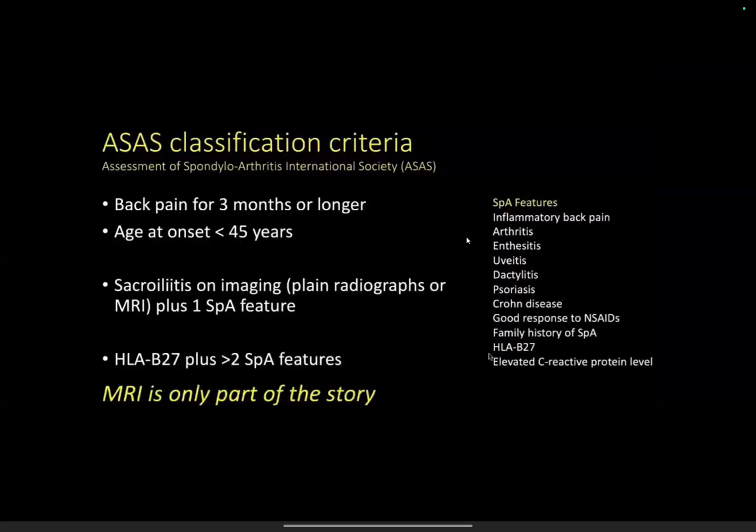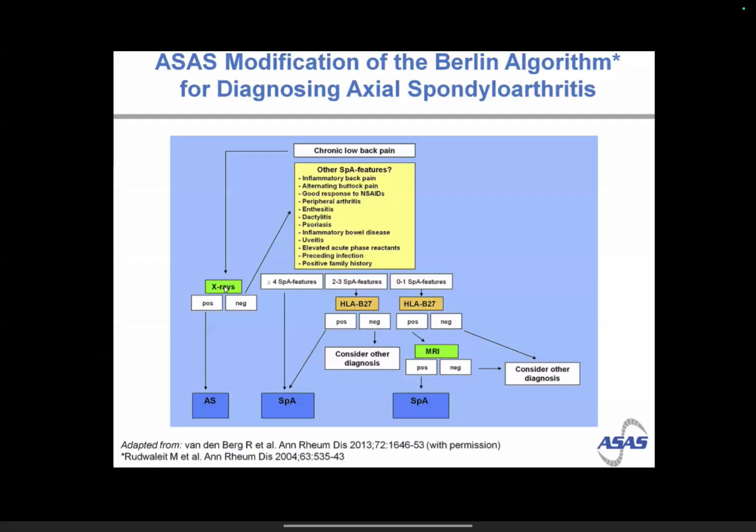So these were the other SPA features. They are the same in both the slides. So they include inflammatory back pain, arthritis at other places, enthesitis, uveitis, dactylitis, psoriasis, Crohn's disease, response to NSAID, family history, HLA-B27, and elevated CRP. This is very defined, very precise, and these are the things that are repeatedly re-evaluated even in response to disease. Now, if the X-ray is negative, we take all these things into consideration. If there are more than 4 SPA features present, they directly make it a SPA case or spondyloarthropathy case.